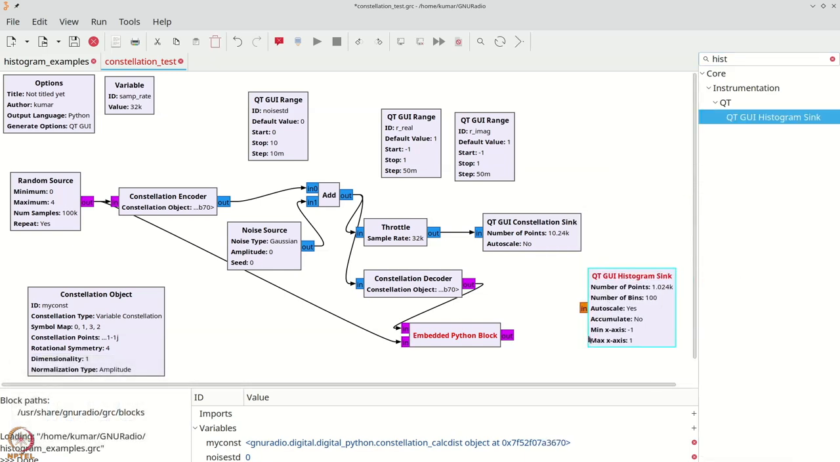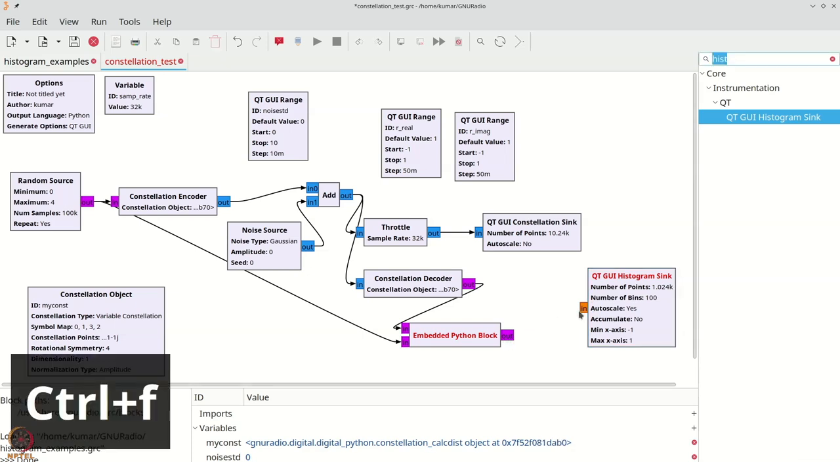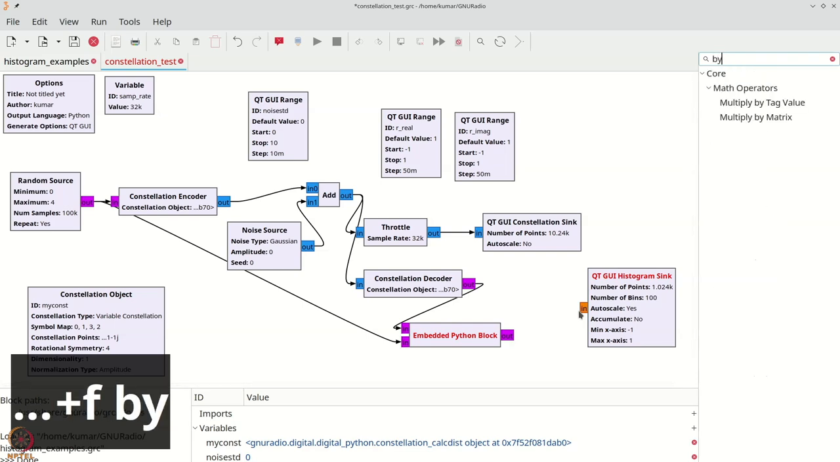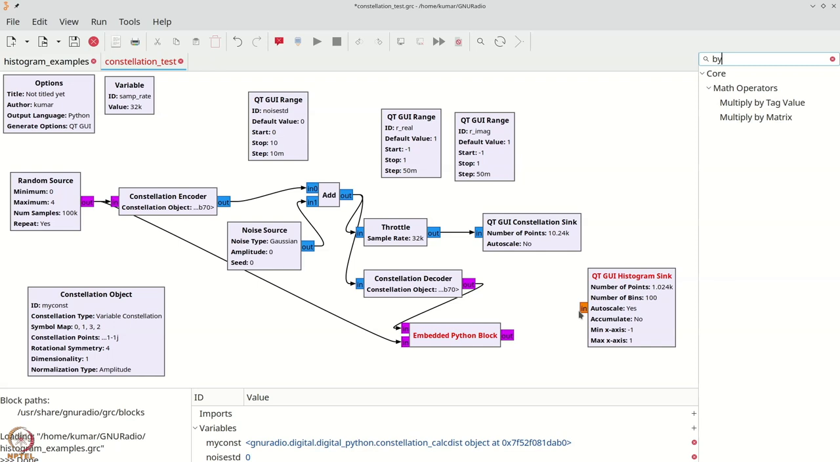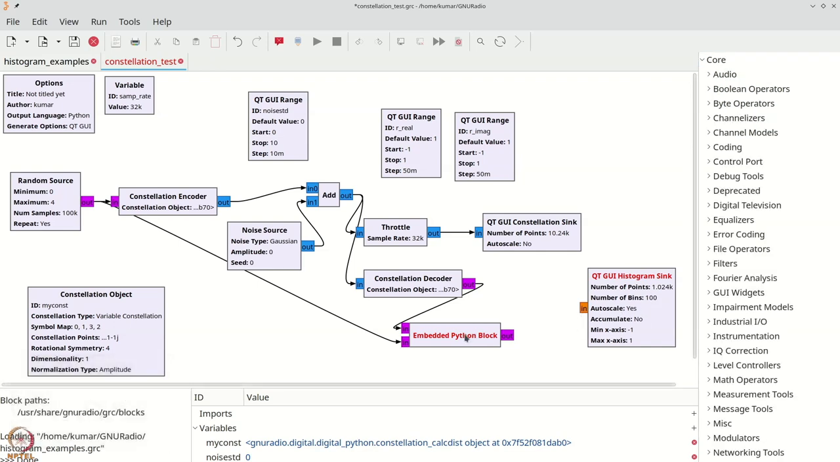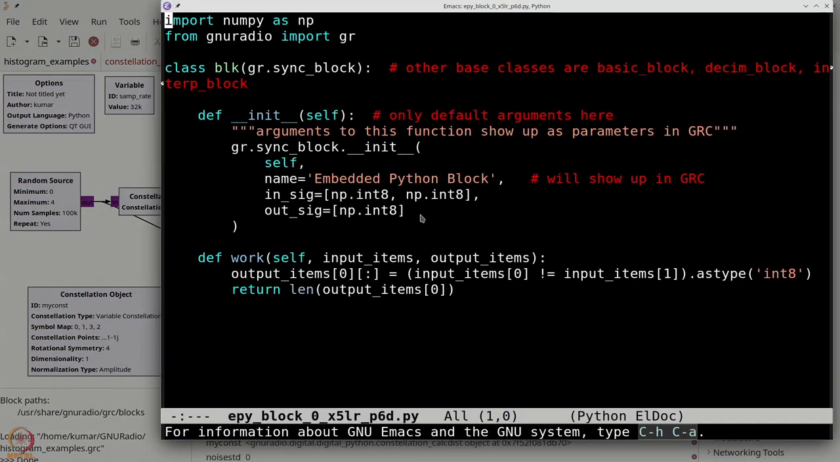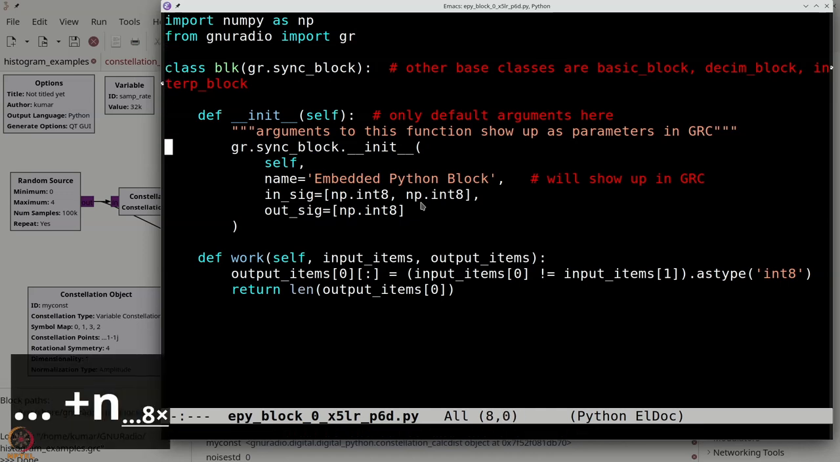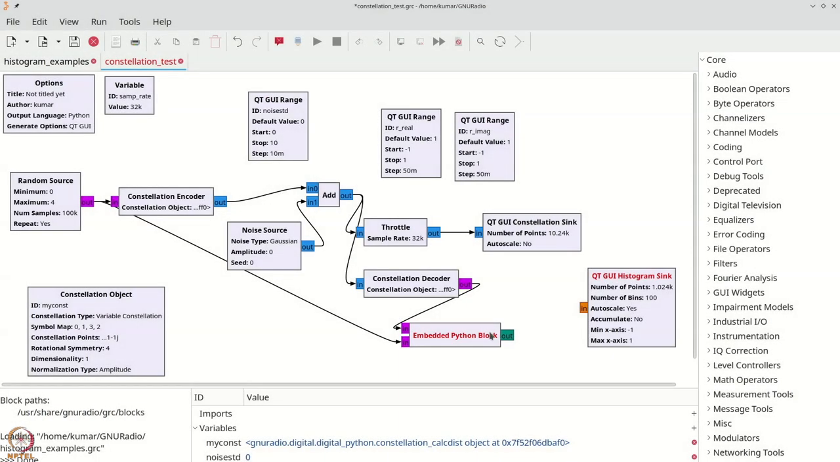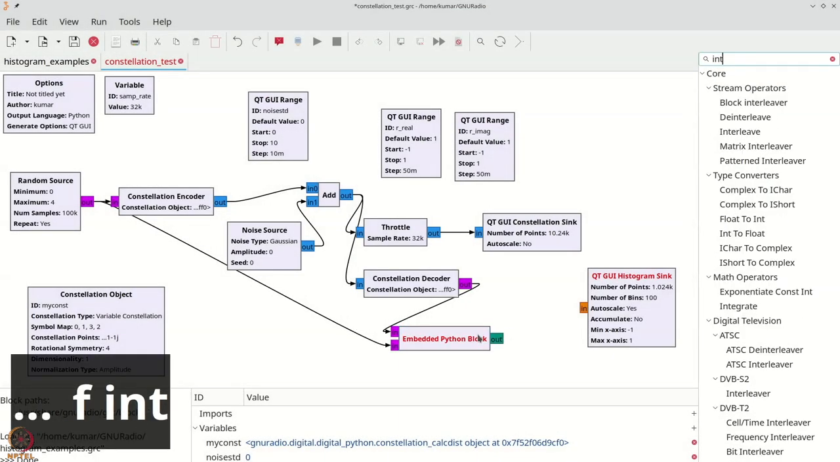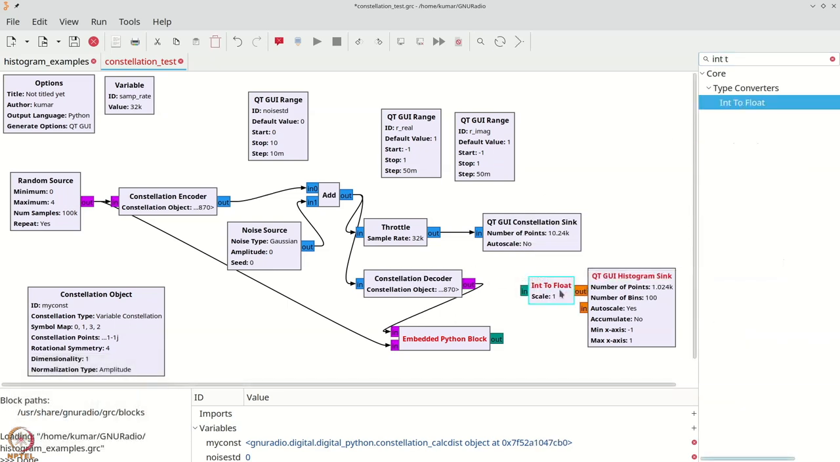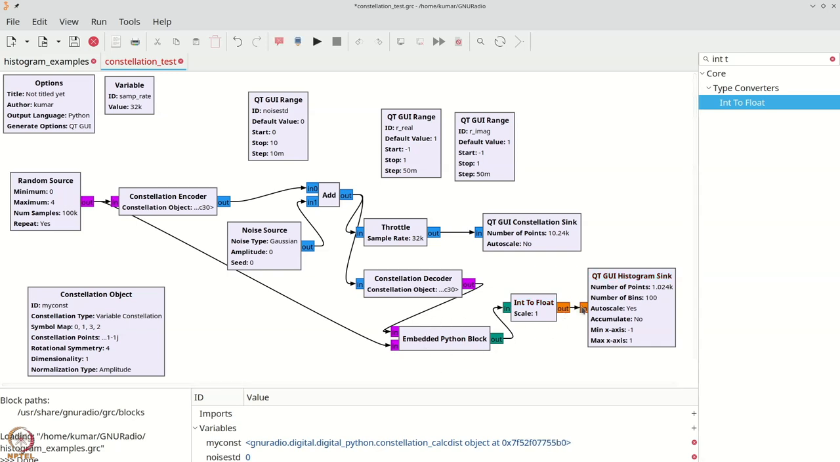But for a histogram, we need to be able to change the data type. So I'll say Control F and I'll say byte to float. Okay, byte to float is inconvenient. Let us actually make this an integer by editing this out. That will make it easy. I'll double click this and say open in editor. So this int 8, let us change it to int 32. And this becomes an integer. So now I'm going to say Control F and say int to float, because that makes the conversion easier. I could also have converted it to float directly here, but I just wanted to avoid it.